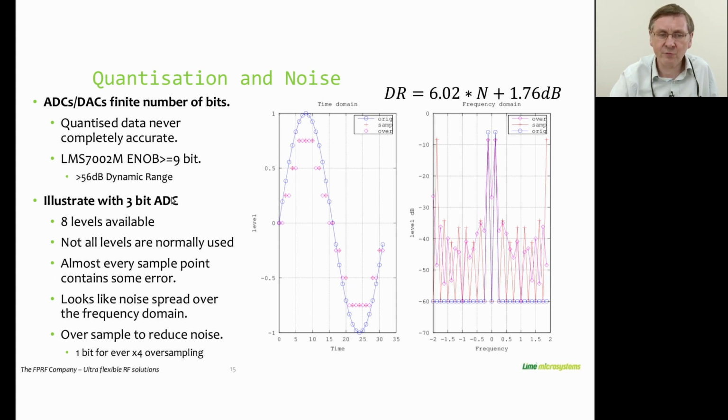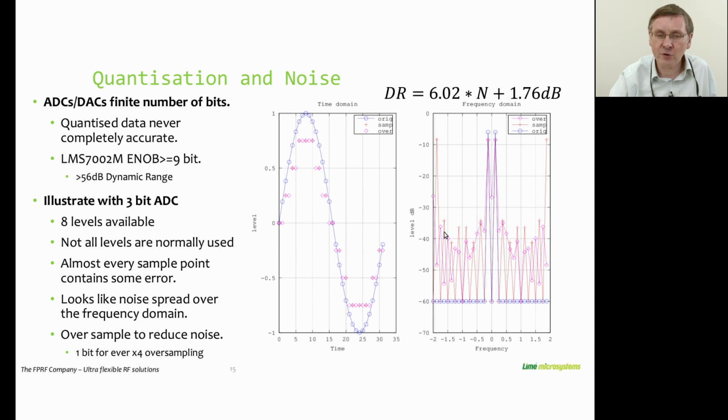So let's look at some of the problems with a very simple 3-bit ADC. In a 3-bit ADC, there are 8 possible levels. Not all of these levels are normally used, so in this example, we're only using 7 of the 8 possible levels. Almost every sample point has some sort of error associated with it.